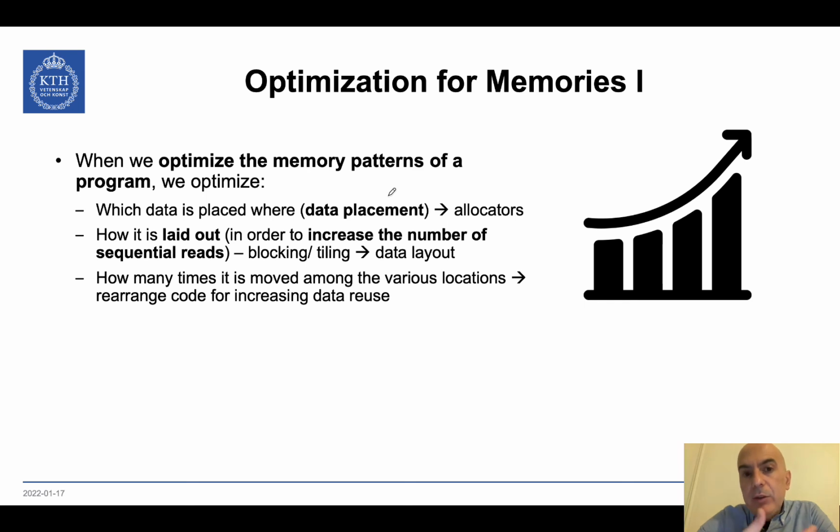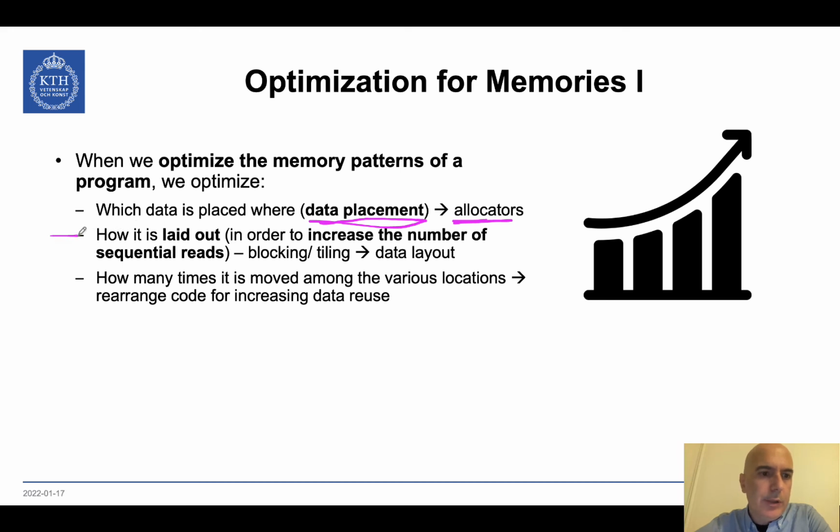What I said in the previous slides connects to the topic of this slide, which is optimization for memories. When we optimize the memory patterns of a program, there are different things that we can optimize. First of all, we can decide the data placement, so which kind of memory we want to place our array in. This is particularly done in many cases using specific allocators if we have different memories available. As I told you, we want to keep hot data, the data that we use a lot, on the fast memory, which is typically small.